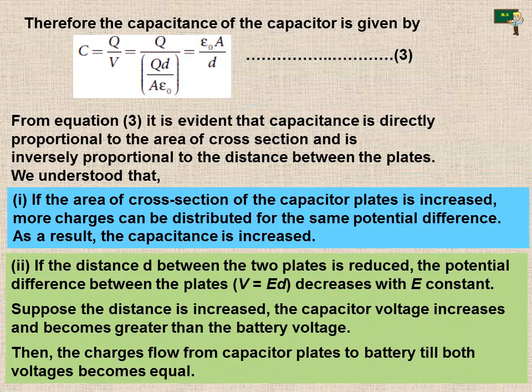Now, if the distance D between the plates is reduced, the potential difference between the plates, V equal to ED, decreases with E constant. Suppose the distance is increased, the capacitor voltage increases and becomes greater than the battery voltage. Then the charges flow from the capacitor plate to the battery till both voltages become equal. These are the important things in the capacitance for a parallel plate capacitor.